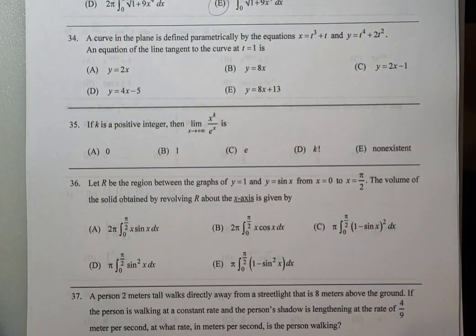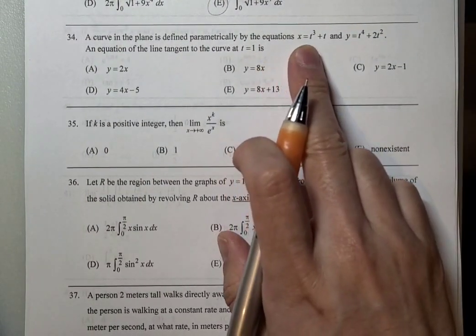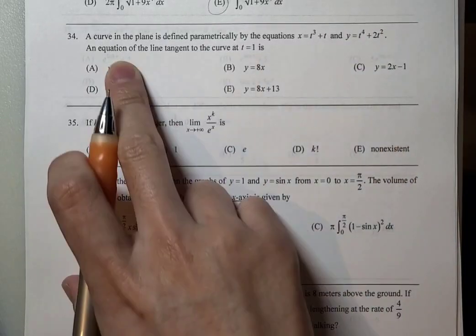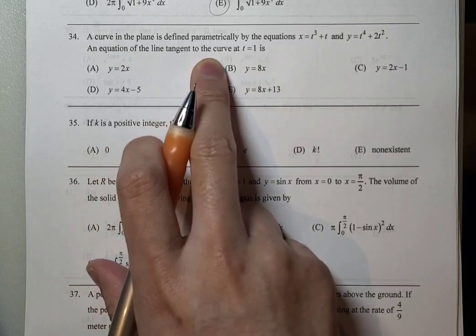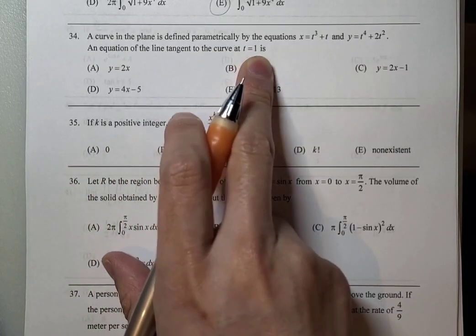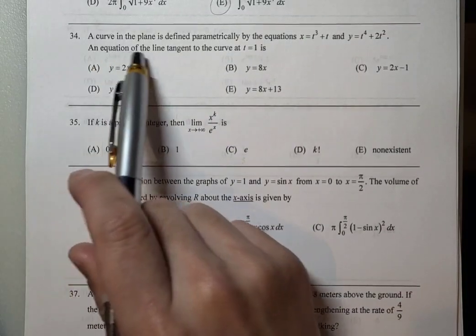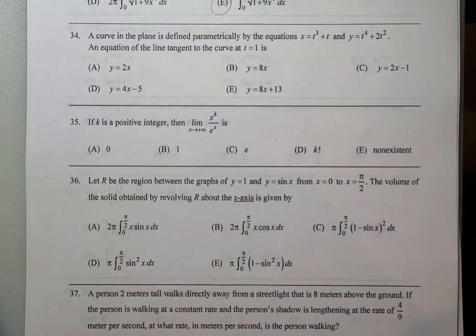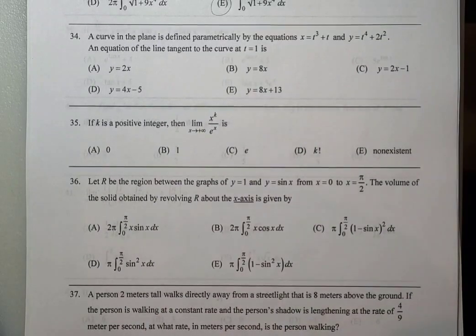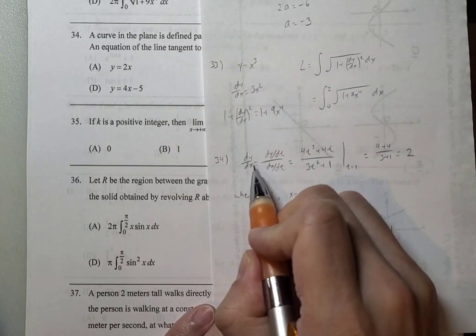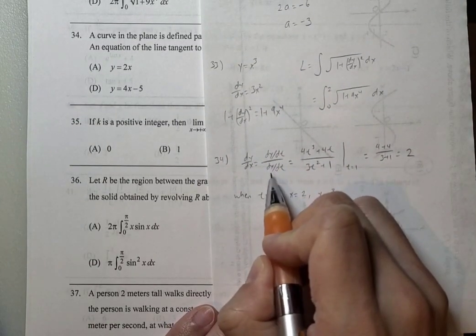A curve in the plane is defined by the parametric equations x is t cubed plus t, y is t to the 4th plus 2t squared. The equation of the line tangent to the curve at t is 1 is, well, first of all, to find the equation of a tangent line, you need a slope and you need a point. How do we get the slope of the tangent line? Derivative. How do we find the derivative of parametrically defined equations? For parametric, it's easy to remember: dy/dx is dy/dt over dx/dt.